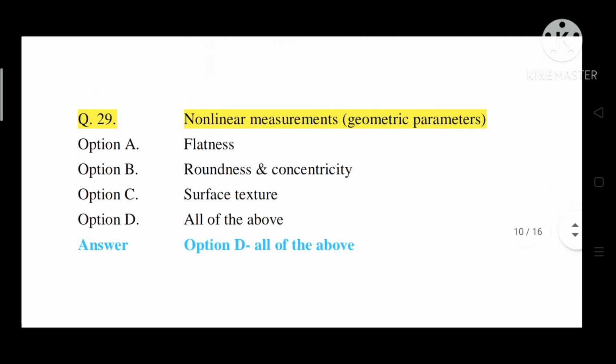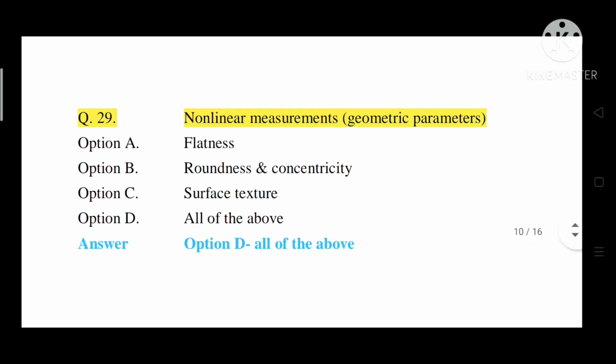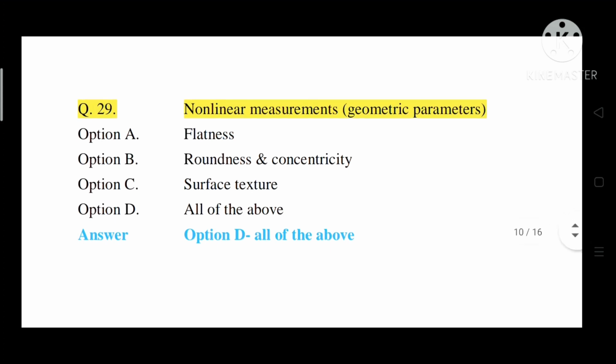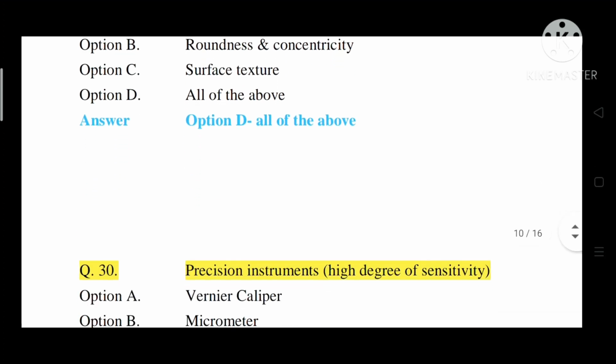Question number 29. Non-linear measurements, that is geometric parameters. Option A, flatness; option B, roundness and concentricity; option C, surface texture; option D, all of the above. So the correct answer is option D, all of the above, because all these three parameters are geometric parameters.